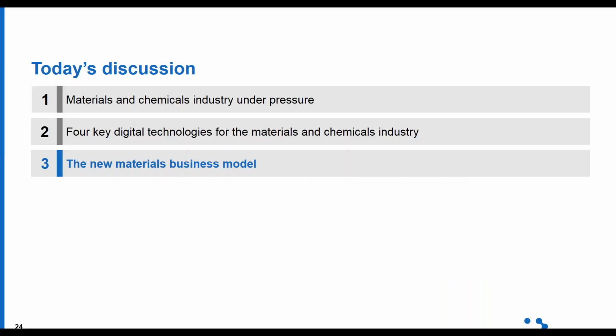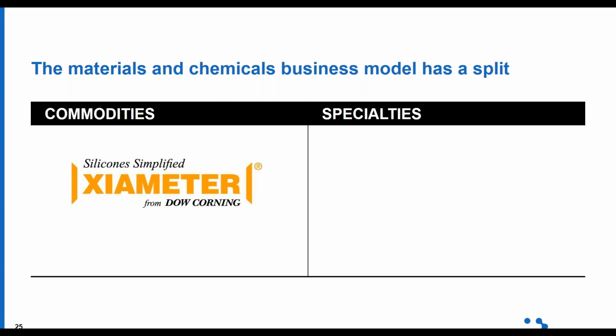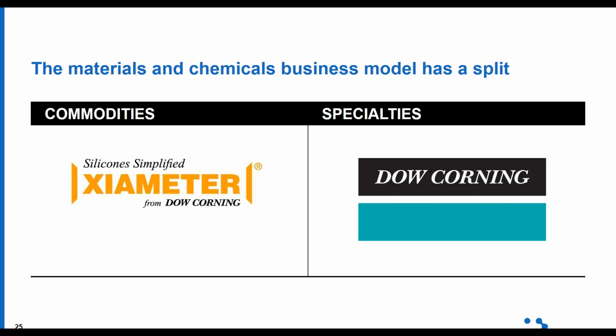And that's what I'd like to talk about now, this new materials business model. So the current materials and chemicals business model has a bit of a split. For many materials, especially polymers, there's a commodity and a specialty model. And some companies like Dow have maintained both commodity and specialty businesses for the same material, in this case, silicones.